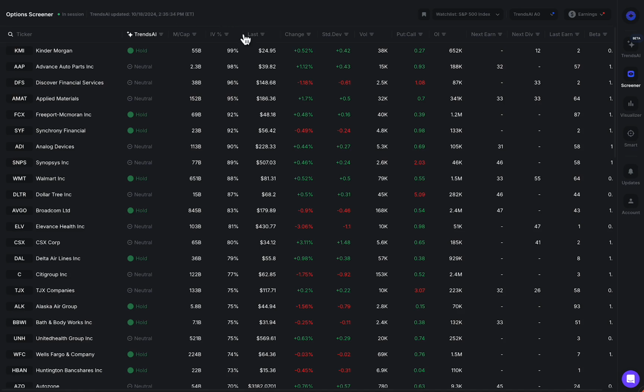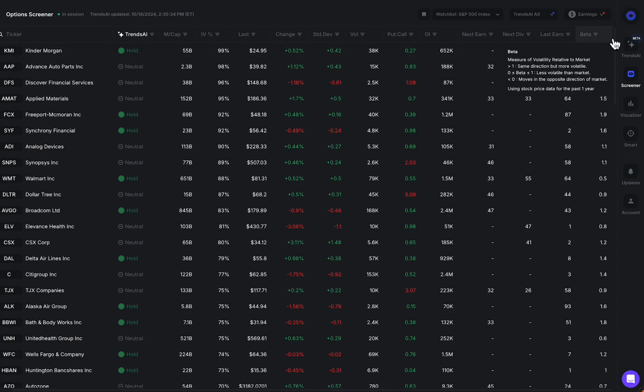So I'm currently located on the screener on the right hand side right now. And as you can see, this is a fresh option screener. I'm currently looking at the S&P 500 index. And there will be a variety of different columns that we can sort through. So the first column, we have the market capitalization.